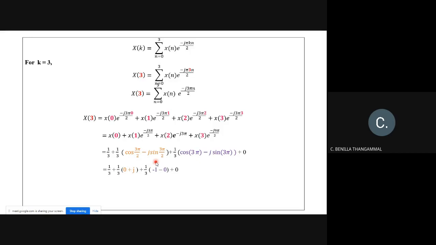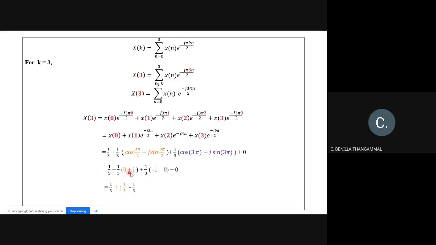And normally the students will make a mistake here. Sin 3 pi by 2 is going to be minus 1. So what the students will do is simply put it as minus j. But here this minus 1 into minus is going to be plus. So normally students have the tendency to make mistakes here. For trigonometric functions, if you have your sign as negative, you should be very careful while substituting the values here. So again, cos 3 pi is minus 1, sin 3 pi is going to be 0 again.